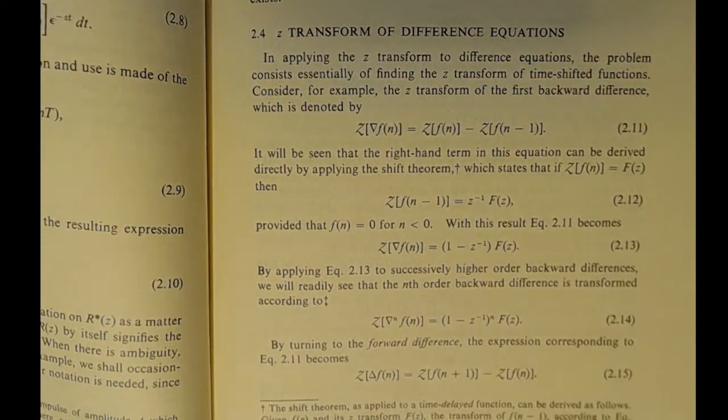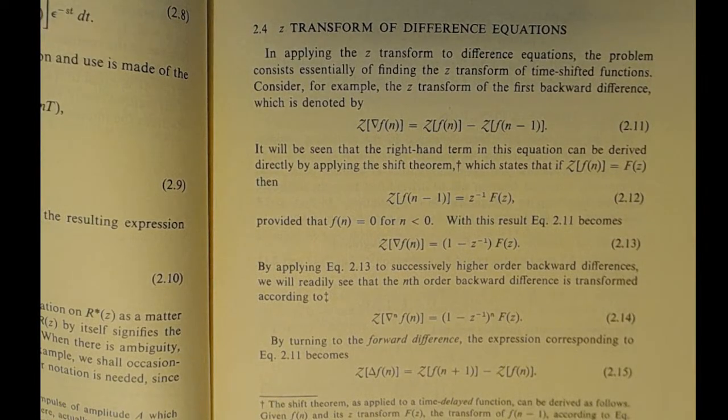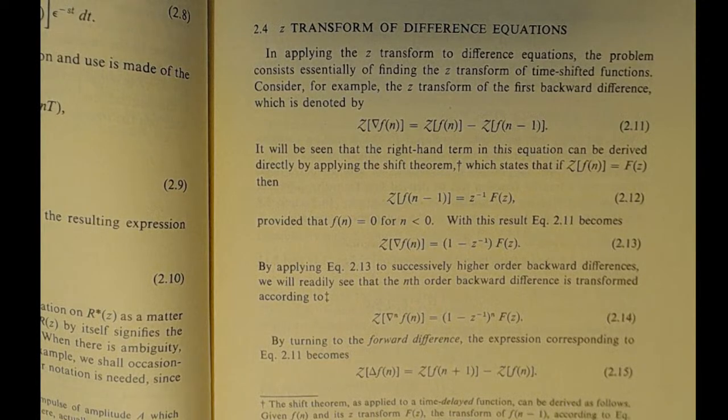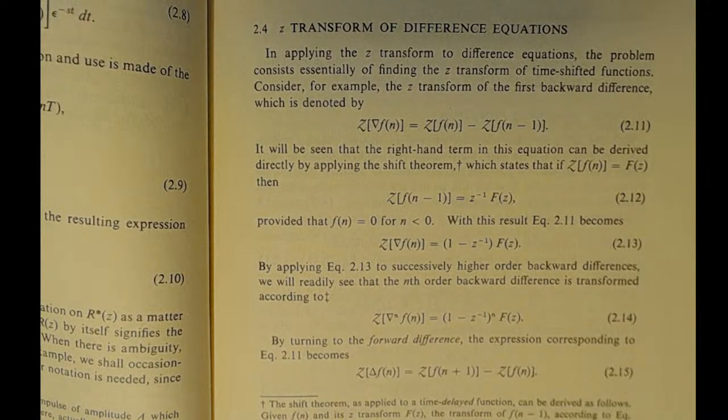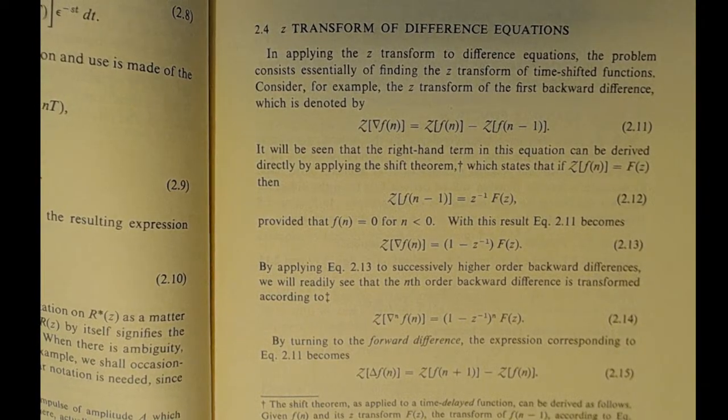Okay. Z transform of difference equations. Yeah, I've seen all this before. In applying the Z transform to difference equations, the problem consists essentially of finding the Z transform of time-shifted functions. Consider, for example, the Z transform of the first backwards difference, which is denoted by blah. It will be seen as the right-hand term. This equation can be derived directly by applying the shift theorem. Yeah, and this is all stuff I've seen before.